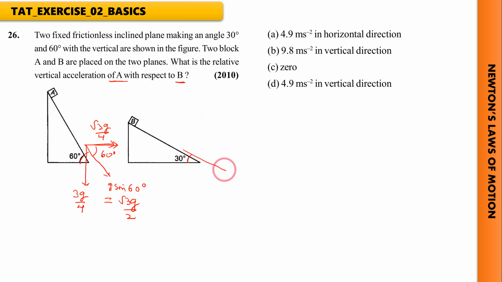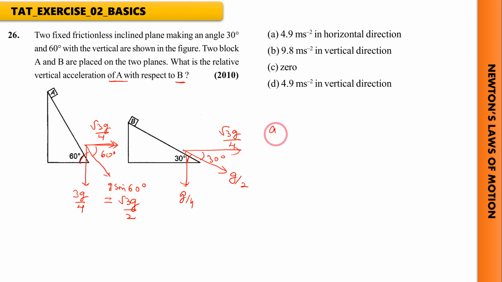Likewise, for block B, this is g sin 30, g by 2. Now the horizontal and vertical axes. This angle is 30 degrees, so cos 30 is root 3 by 2. So this will come root 3g by 4, and here it will come g by 4.